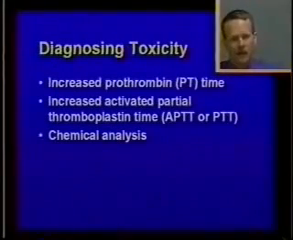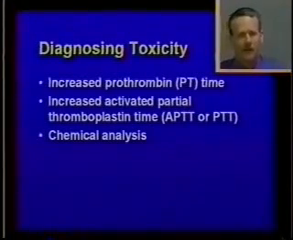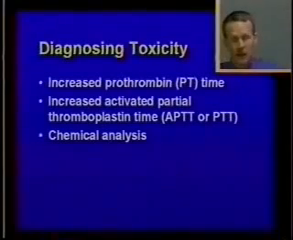Diagnosing an anticoagulant toxicity is primarily done based on increased blood clotting times. The first sign to occur is an increase in prothrombin or PT time, and several hours later, an increase in the APTT or PTT clotting time will occur also. Again, chemical analysis is very effective for these compounds, and submission of the blood or liver or stomach contents to the lab would be useful in identifying an anticoagulant in a toxicity.